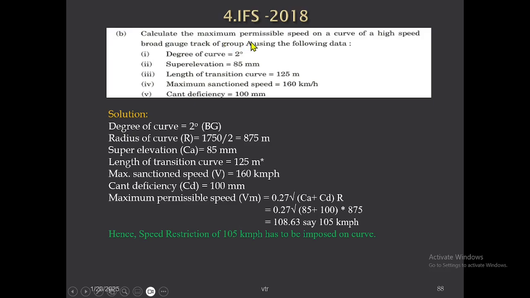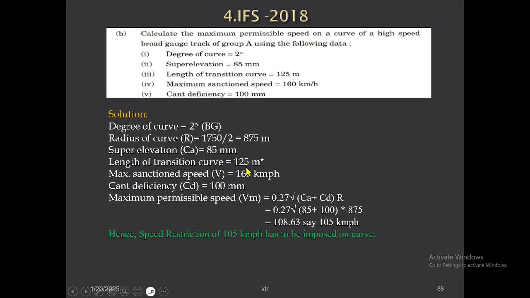Simply calculate the maximum permitted speed on the curve, MPS on curve, for high speed broad gauge track Group A using the following data. They gave the degree of the curve, from which we can get the radius, and superelevation 85 mm. They gave cant deficiency also, the length of transition, and the maximum sectional speed. So here the 2 degree curve we convert into radius 870 meter. Okay. And the actual superelevation provided is 85 mm.